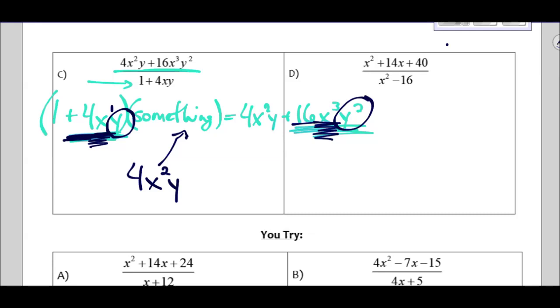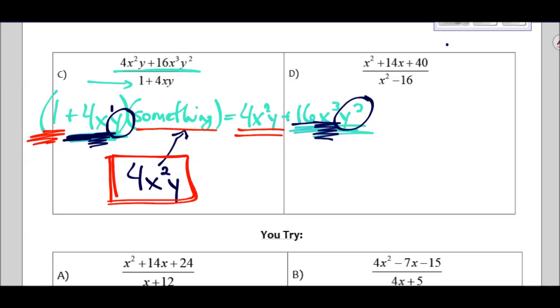And hopefully it makes sense for this other term also. This 4x squared y is coming from 1 times this something, which we just thought should be that. Actually, that is that division. That simplifies to that factor.